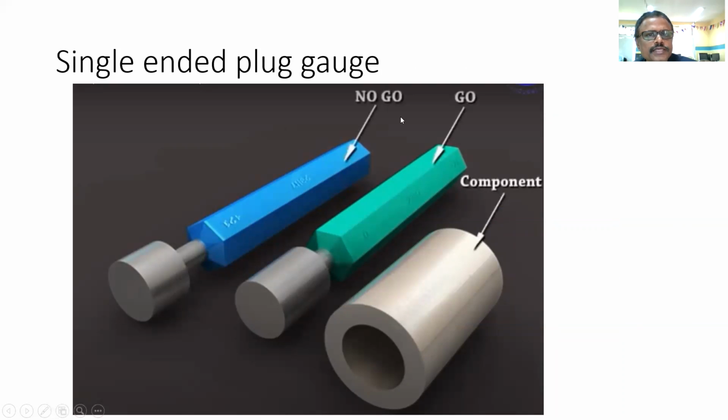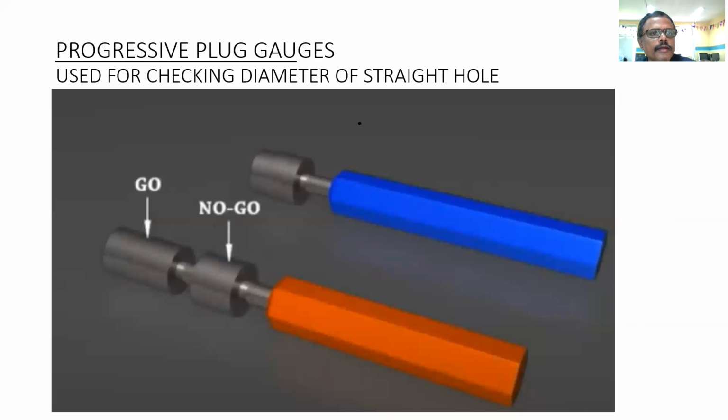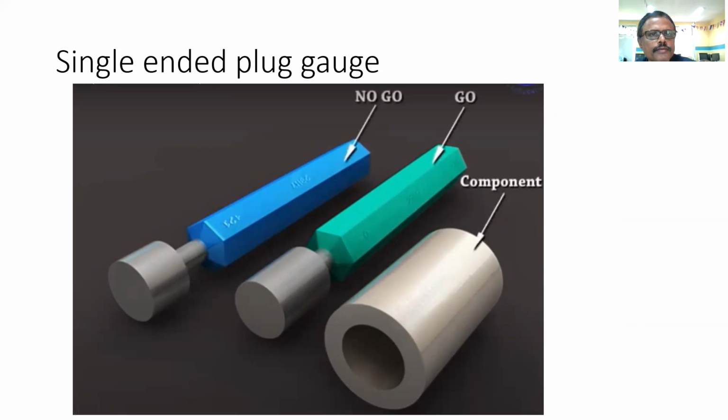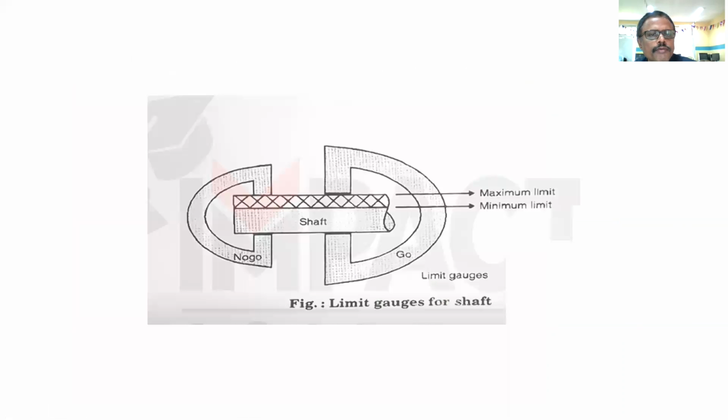Then this is single ended plug gauge. So go is on one side, this is the go part, and here this is the no go part. This is the workpiece or component. So single ended plug gauges, both are on the separate sides. Now we can go for ring gauges.